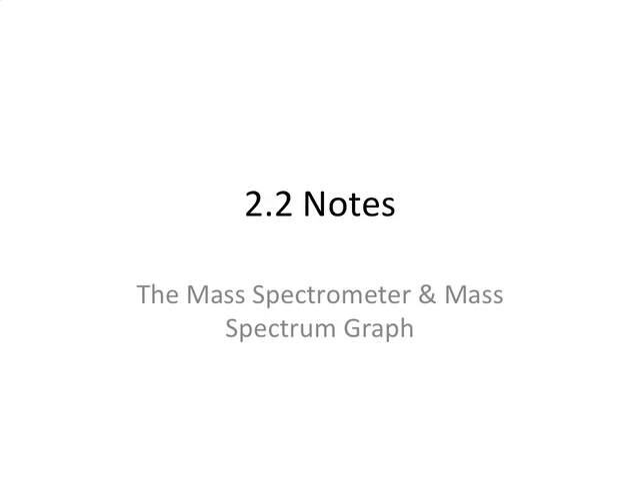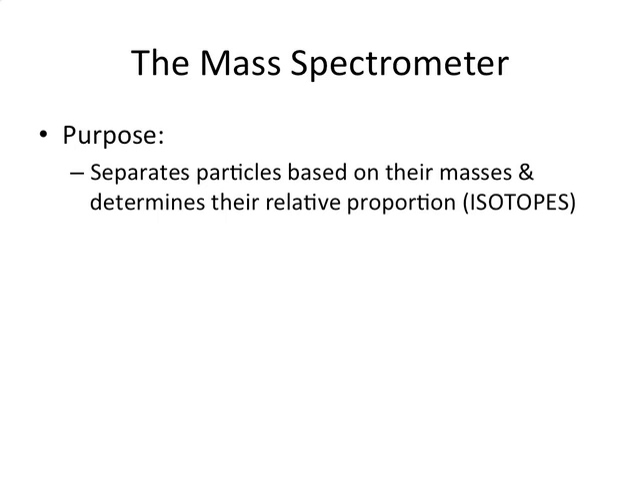Section 2.2 discusses the mass spectrometer and how we get all of those values that we get when we're dealing with the isotopes and the relative abundance of those isotopes. So we did all of those average atomic mass equations in the last unit, Section 2.1. This is the way that scientists get this data.